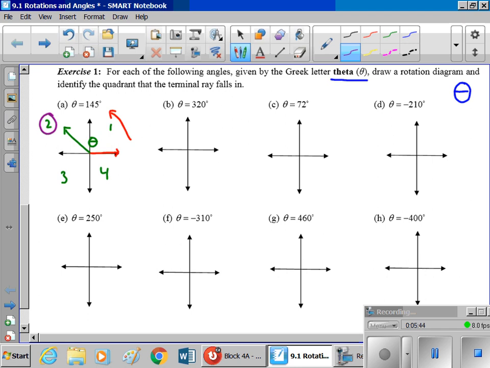All right, let's do B. Okay. So initial ray, always going to be on the positive x-axis. So we're still going positive, so we're still going to be rotating counterclockwise. So in this time we're going, all right, so if we go 90, 180, 270, still going. 270 is going to be 50 degrees past 270, which is going to be like a little bit past, a little bit before 430. So it's going to be something like that.